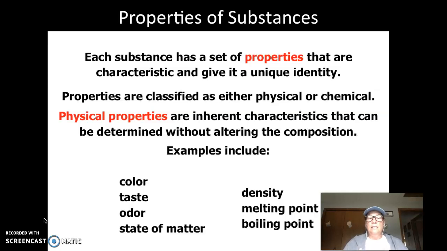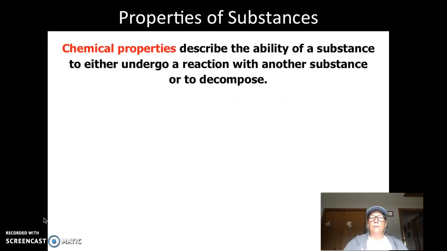Okay, again, here's some examples. Its color, its taste, even though we don't use taste too much in chemistry, guys, not a good idea. Odor, its state of matter, by that, is it a solid, liquid, or gas? Its density, how close are the particles, its melting point, its boiling point. Again, all of these are describing what it looks like, and those are physical properties, okay?